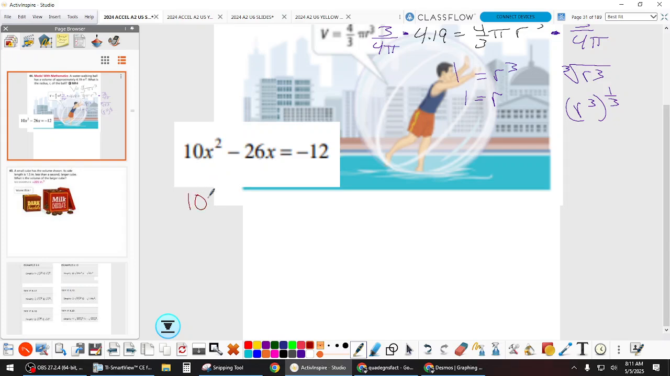Why are we adding 12? Why do we want it set equal to 0? So we can either use the quadratic formula or see if we can find the x-intercepts. There you go. We want to find the x-intercepts. What's the next step? Greatest common factor. Is there one? What is it? Okay.